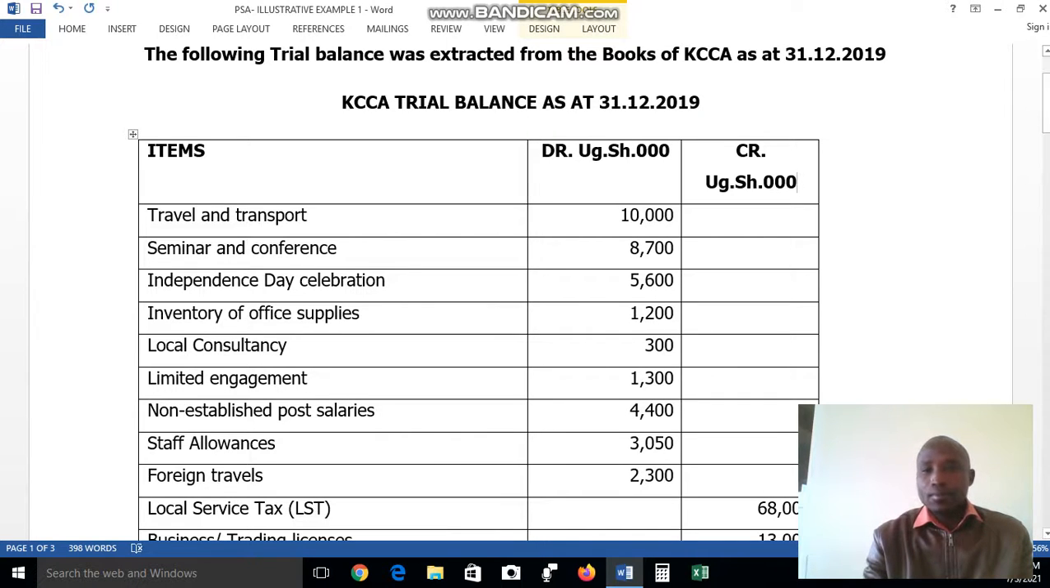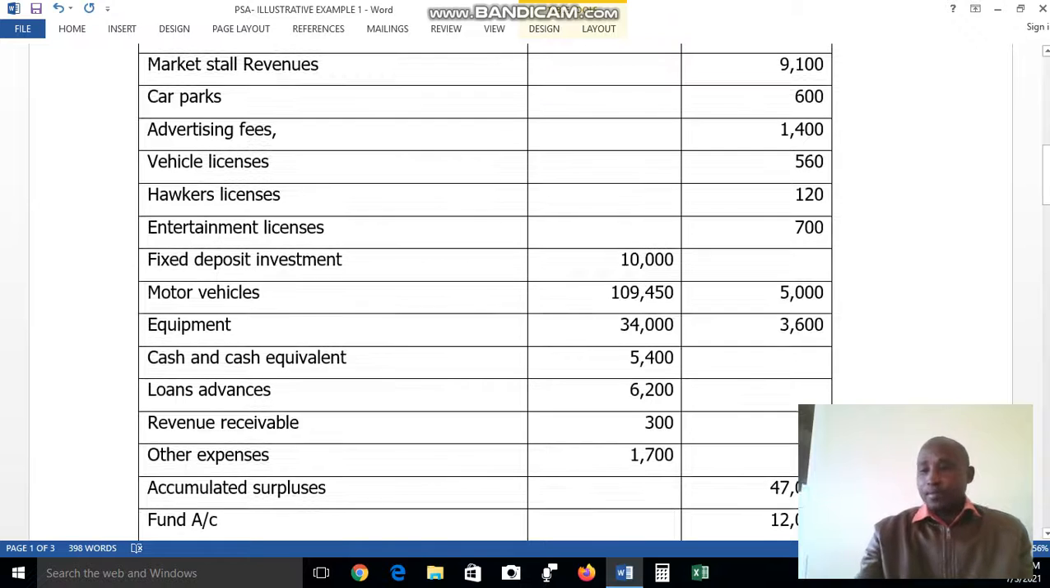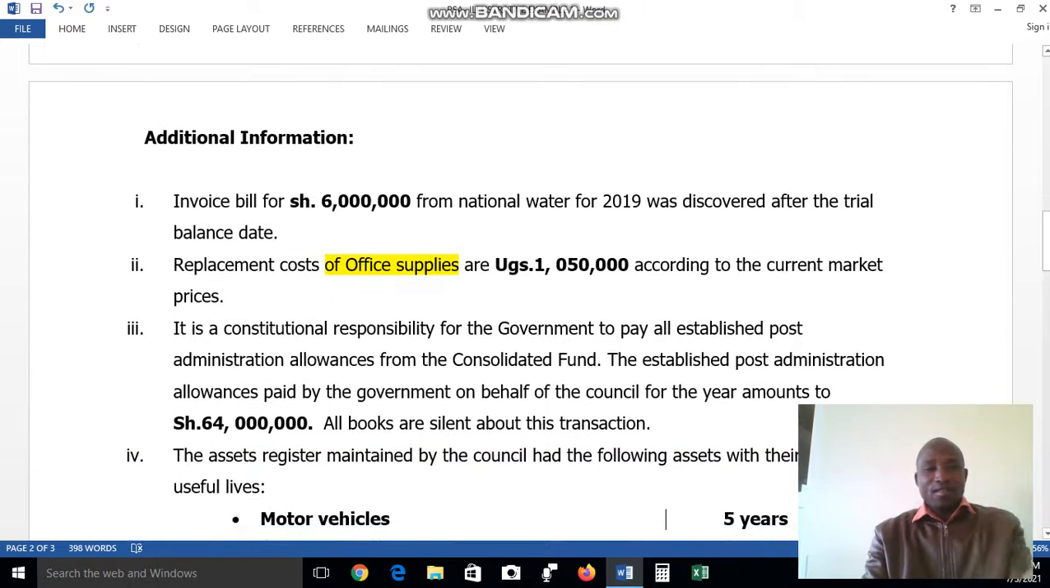So that is what we should know. Now, given all that background, members, what should be step number one? Now we have read through the question, we have identified, we have seen all these items in the additional information. So where to start from? That is the question. How can we start? Where should we start from, ladies and gentlemen?